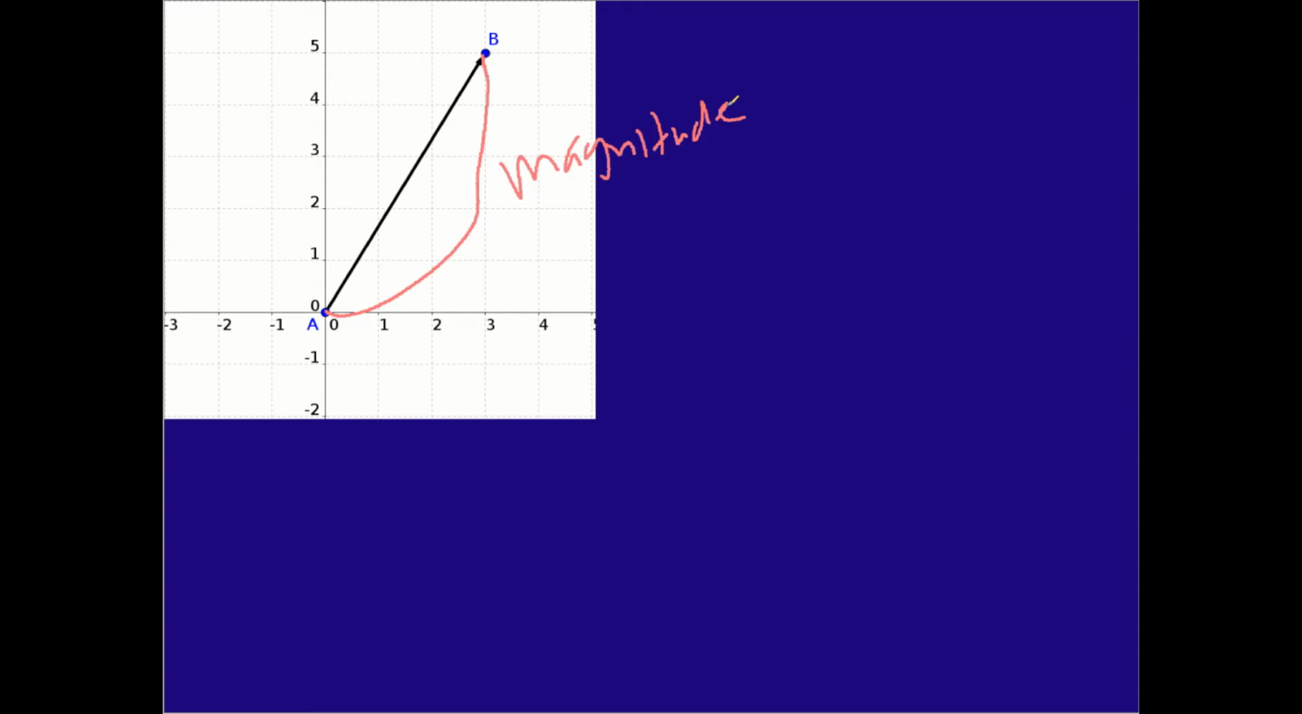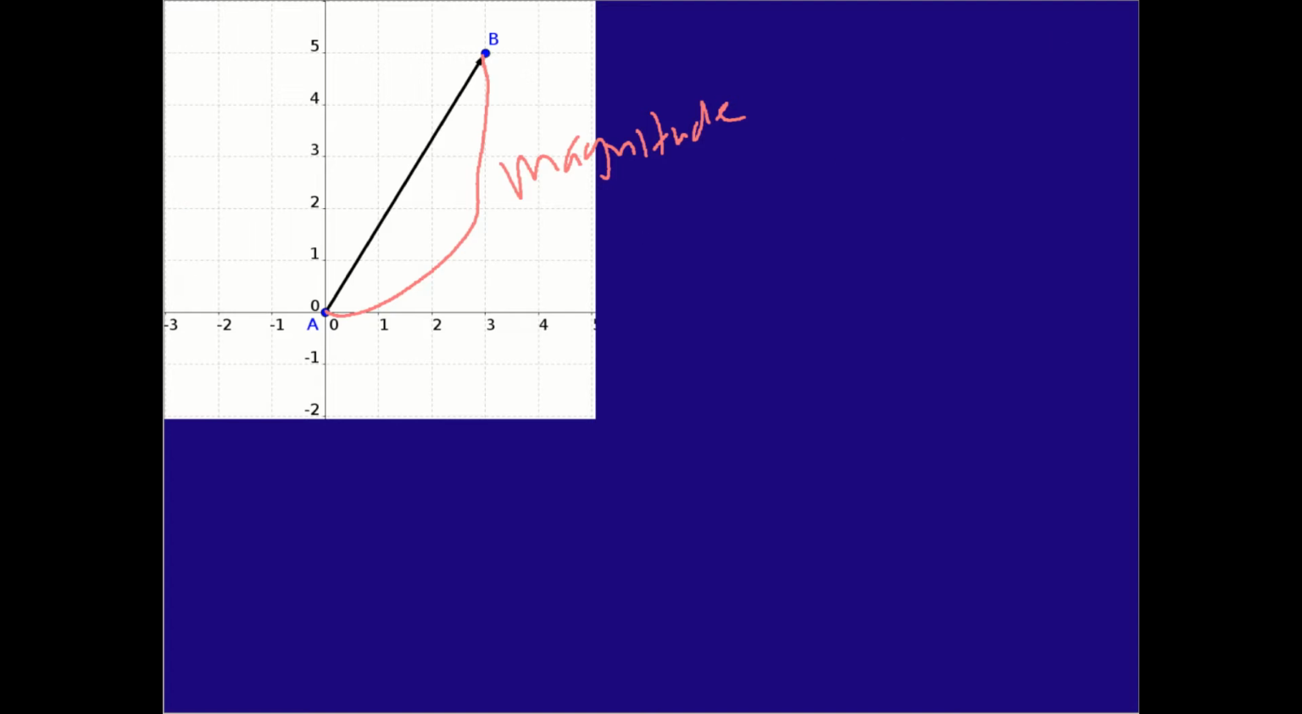Now, another thing that we're going to talk about is the direction. In other words, which way is the vector going? Is it going this way or that way or this way? And of course, this brings in ideas from the unit circle, and we're going to be using the tangent and the arctangent for that. So let's take a look, going back to magnitude.